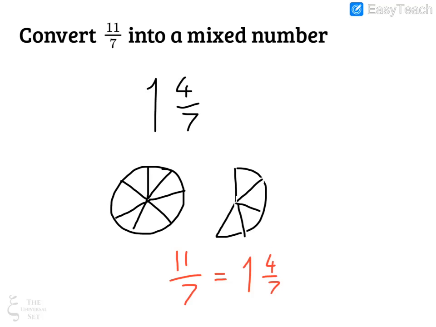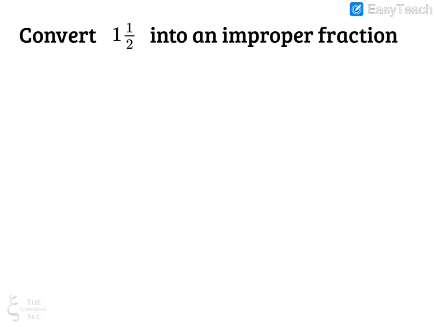Okay, we're going to try going the other way this time. I've got 1.5. 1.5 is a nice one to visualize, isn't it? Let's think about what 1.5 looks like. That's 1 whole and a half. I've got 1 pizza and half a pizza.